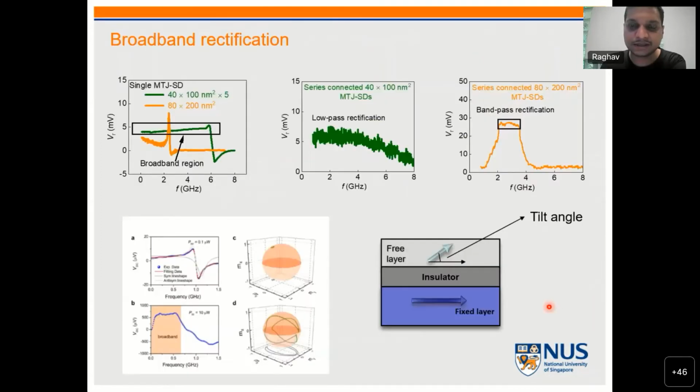And further, after this low power detection, they can also show some kind of broadband rectification. In one of the recent works, when you have a certain tilted angle in the free layer, you can excite a very high precession angle from in-plane to out-of-plane, and that can show this kind of broadband behavior. So in our case, we also optimized some devices with different dimensions. Some devices show resonant behavior, and some devices show this broadband behavior because of this canted angle. When we connect many devices of this dimension, we see this broadband signal can be converted to a low-pass kind of rectification when we connect many broadband spin diodes. And when we connect the resonant ones, then we can have a band-pass kind of rectification, which we have already seen in the previous work, published in Nature Communications.